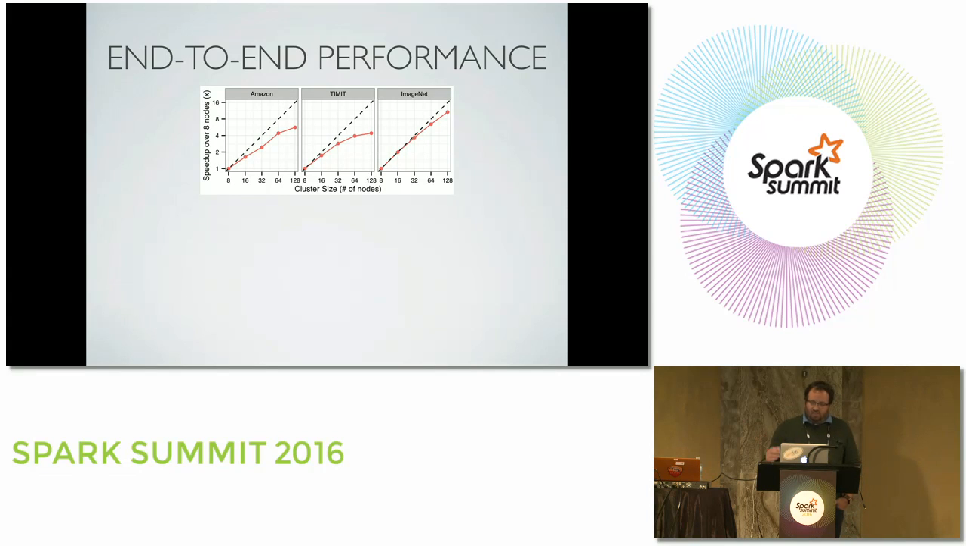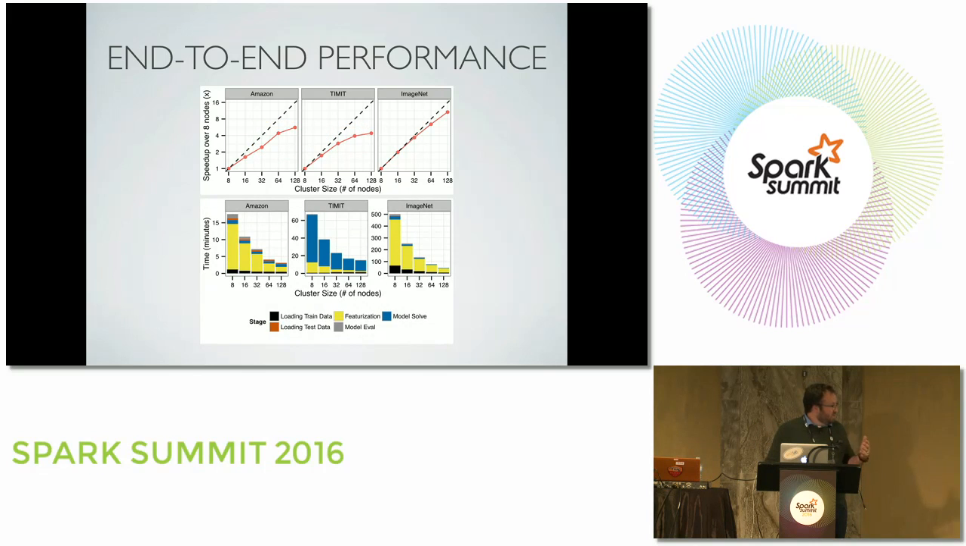Great. Now let's take a quick look at the scalability of the system. Keystone scales pretty well, especially on this ImageNet pipeline, and I'm comparing this to scalability over 8 nodes. We didn't really feel like waiting a week to run some of these things on a single node. So we get pretty close to ideal speedup. In Timit and Amazon, we of course tail off a little bit in terms of scalability, and so we of course wanted to dig in and figure out why we aren't seeing that.